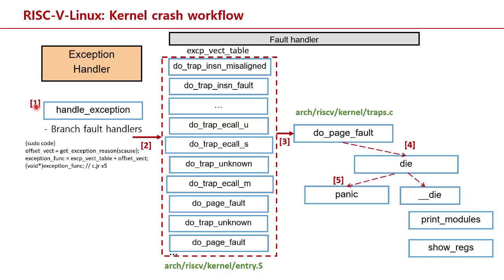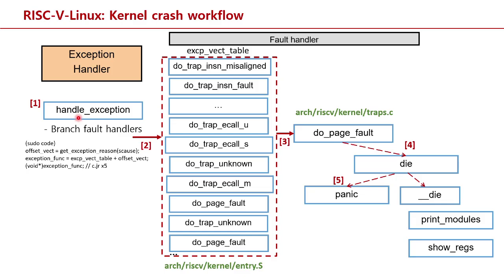In the first step, you're going to see the symbol called handle_exception. This is the name of the label of the trap handler in the Linux kernel. The name of this trap handler is handle_exception. If you go to this file, you're going to see the body of this label.